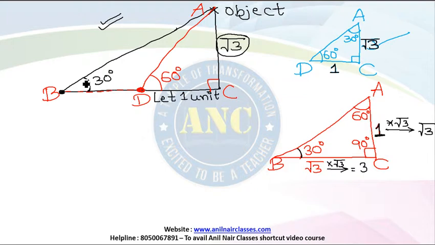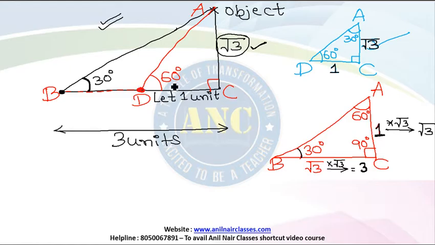But if the side opposite to 30 is root 3, proportionately find it out. There is no big deal in this. If the side opposite to 30 is root 3, then the side opposite to 60 will be 3 units. That means this entire BC value is 3 units. Out of this, DC value is 1. So BD value will be the remaining 2 units.